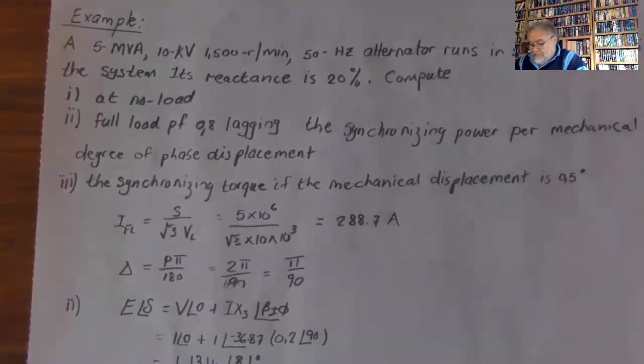Induced EMF is 1 angle 0 plus 1 angle minus 36.87 times 0.2 angle 90. That gives us a value of 1.1314 at an angle of 8 degrees. Now at no load, E is equal to V, so therefore the synchronizing power is pi divided by 90 times 1 squared divided by 0.2, which gives us 0.17 per unit. Convert that back to actual value, we get 872.778 kilowatt.